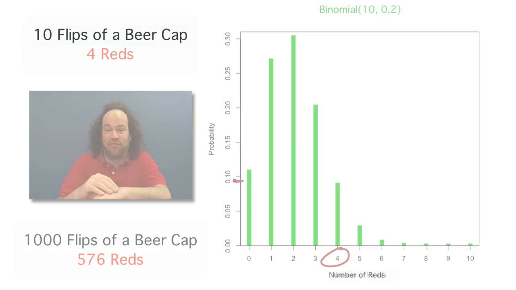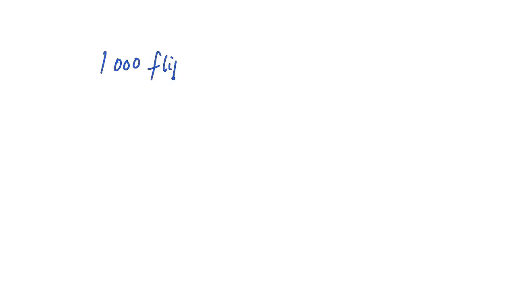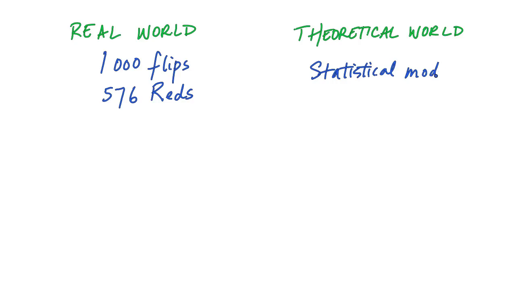So now we've flipped a beer cap 1,000 times and observed 576 reds. This is our real-world data. We have a statistical model for this situation. It's binomial again for the 1,000 flips. But this time, we don't know the probability of getting red on any one flip.